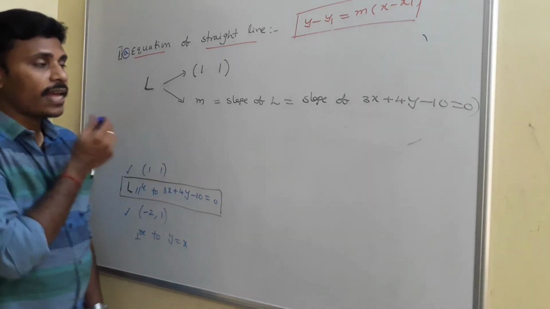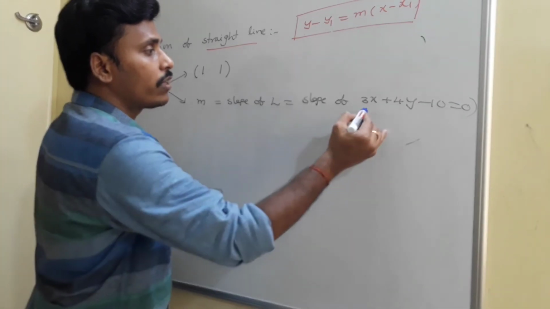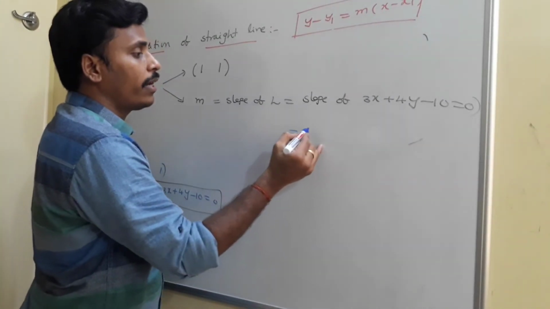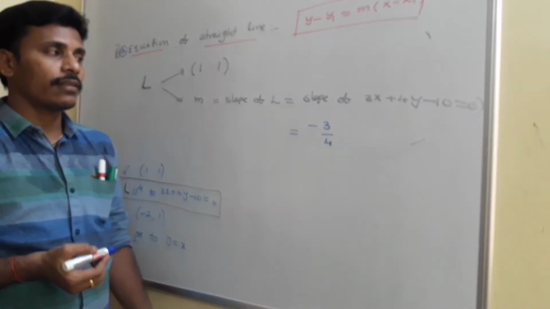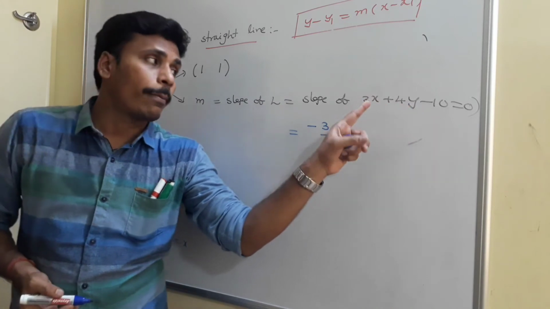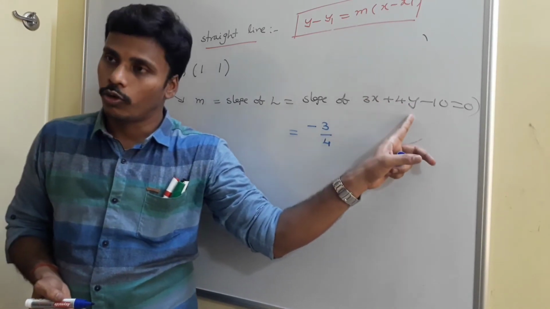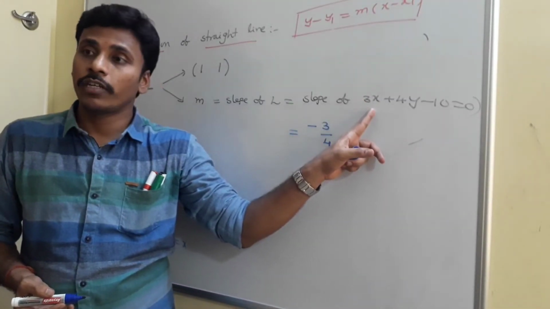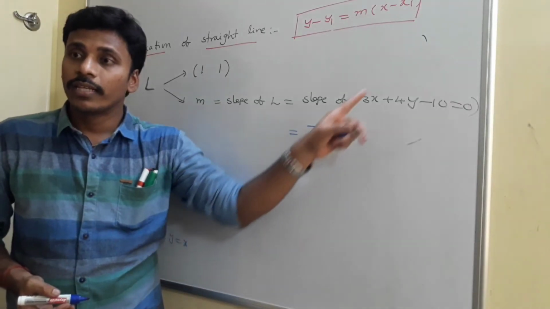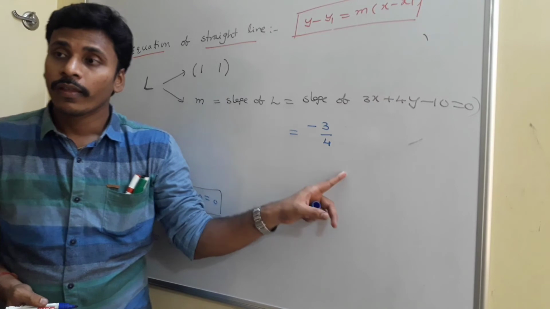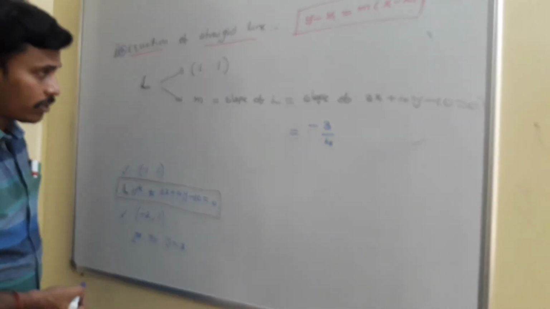In the previous class I told you that the slope of 3x plus 4y minus 10 can be written as minus 3 by 4. Always, the slope of a line of this format is minus x coefficient by y coefficient. So minus x coefficient is minus 3 and y coefficient is 4, so its slope is minus 3 by 4. Since its slope is minus 3 by 4, the slope of our line is also minus 3 by 4.